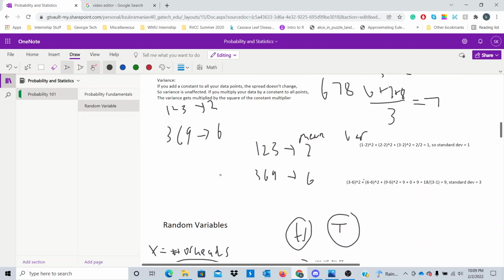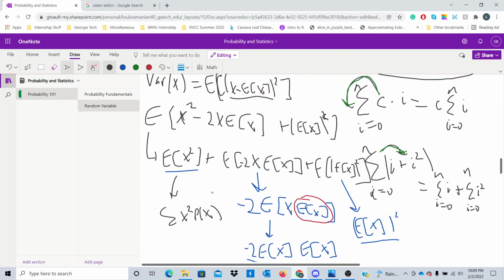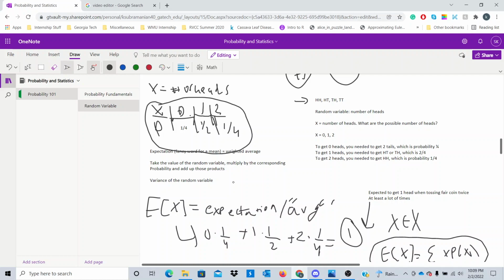Hopefully this video gives you a nice comprehensive review on what a random variable is and how you can convert event spaces into random variables to help make analyzing your problem a lot easier.